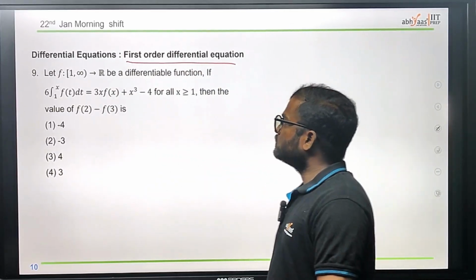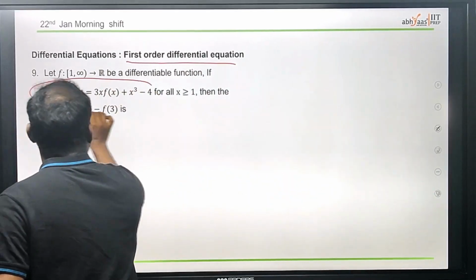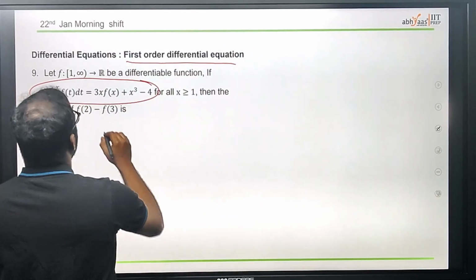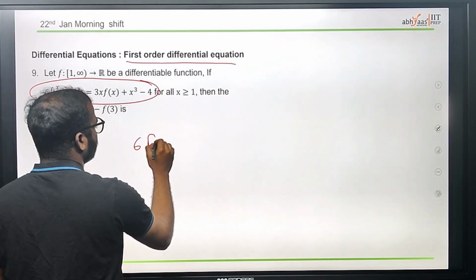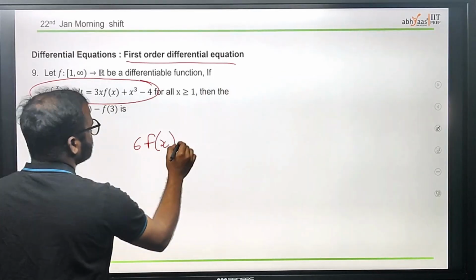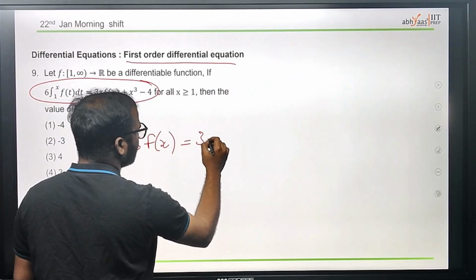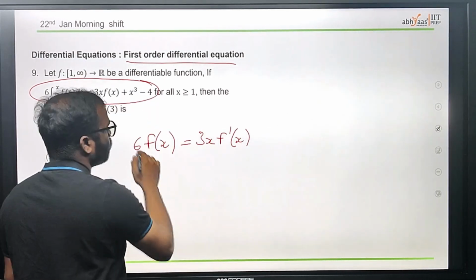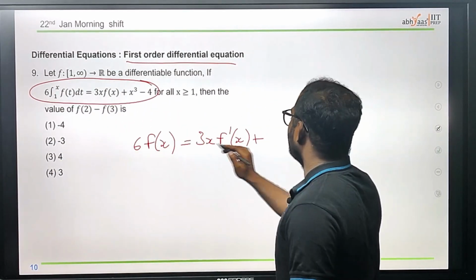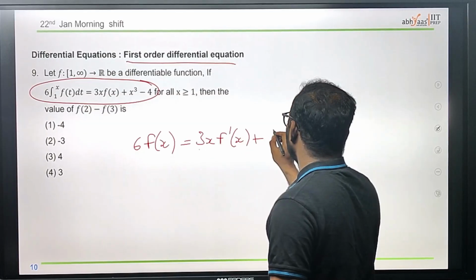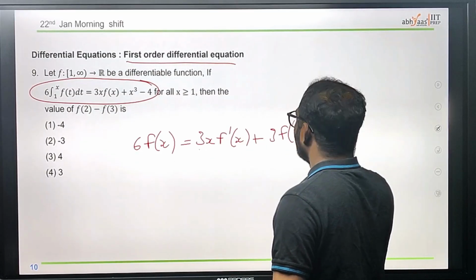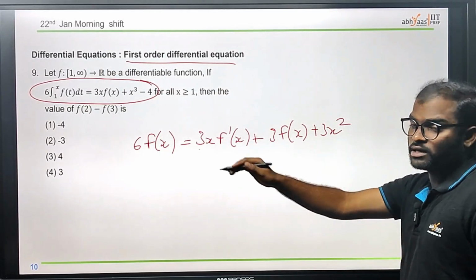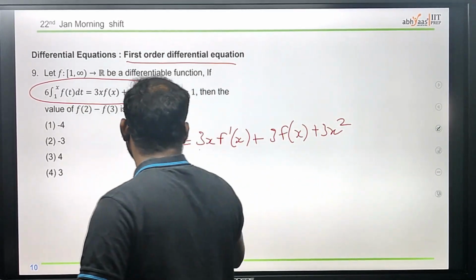Which is, see here, in order to find this one, we just differentiate this with respect to x. We will get 6 f of x, which is equal to 3x. We just differentiate this one with respect to x, which is in the uv form, so we will have plus 3 f of x, and 3x square. That's how we differentiate this one with respect to x on both sides, and we will get the f of x.